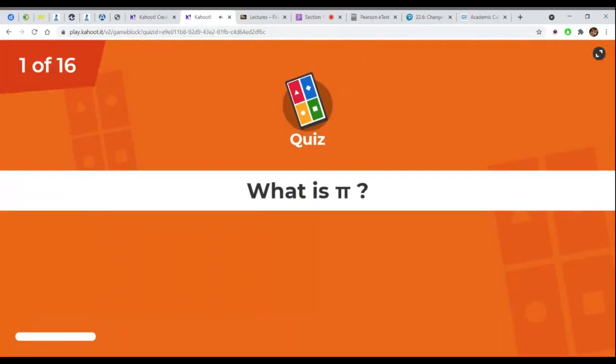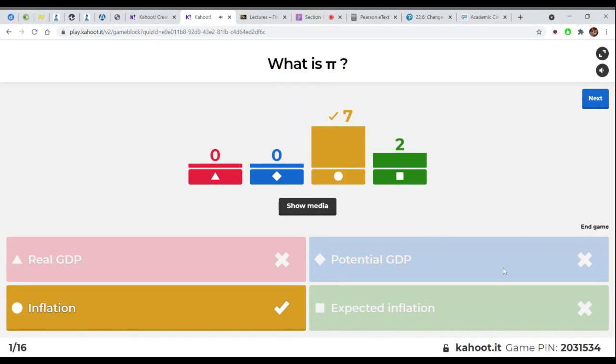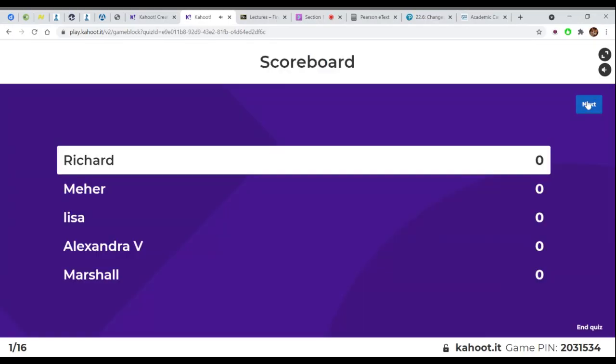3, 2, 1. First question. What is pi as far as we are concerned? Is it real GDP, inflation, potential GDP, or expected inflation? It is inflation indeed. Very good.